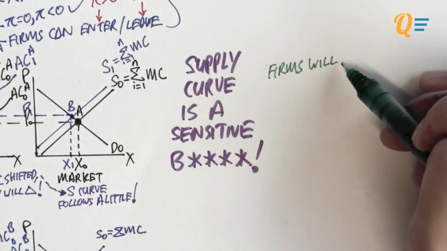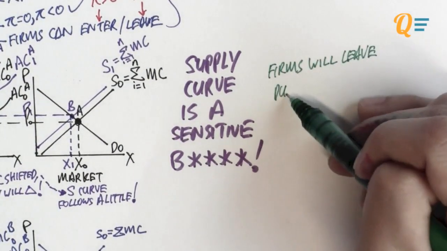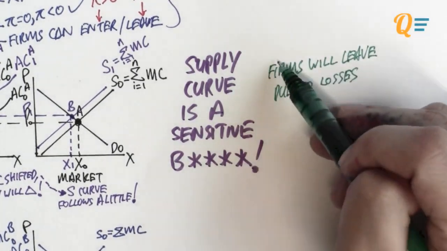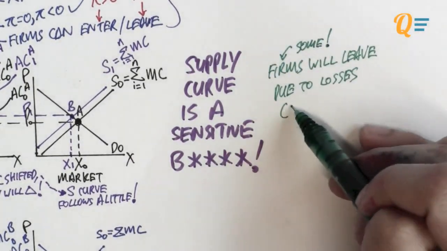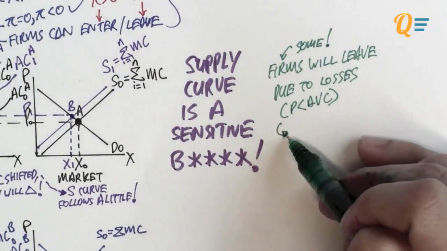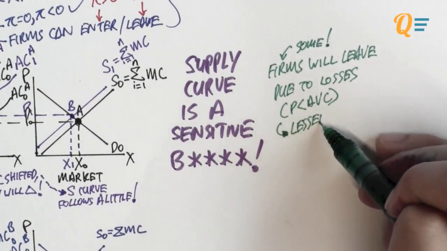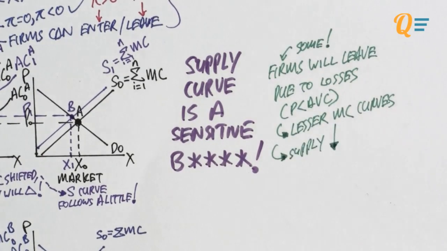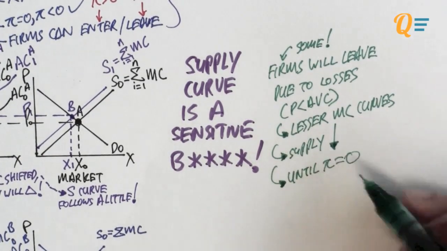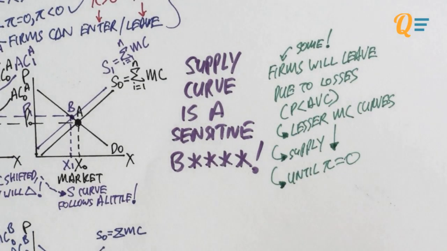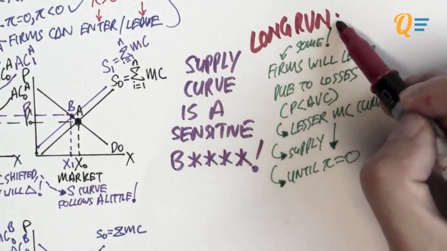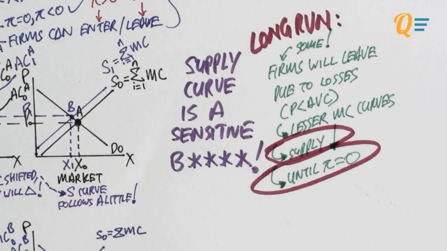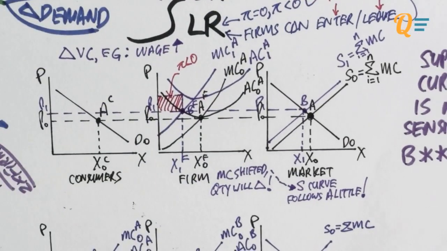Now, in the long run, obviously, some of the firms will leave the industry due to the losses. Remember, it's not all the firms, it's some. And they leave when they cannot cover their average variable costs. So this means that there's going to be fewer marginal cost curves, which also means that the supply is going to fall until the profits are zero. So that is the long run mechanism. Take note that the supply is going to drop until profits become zero again.